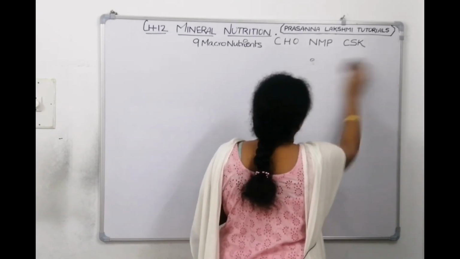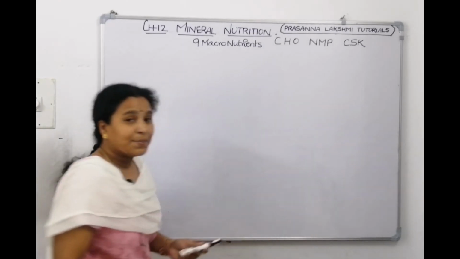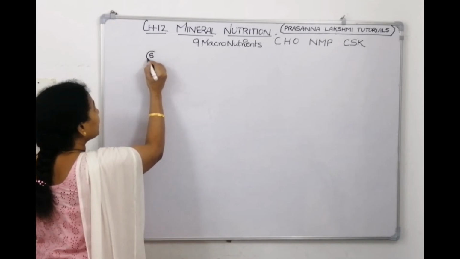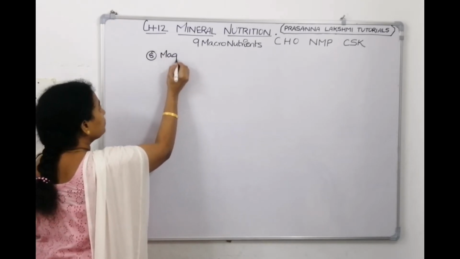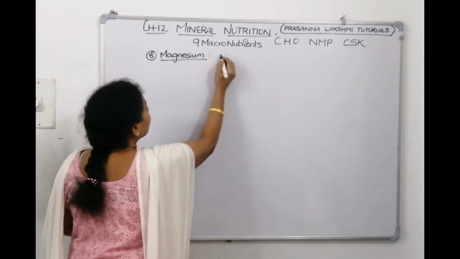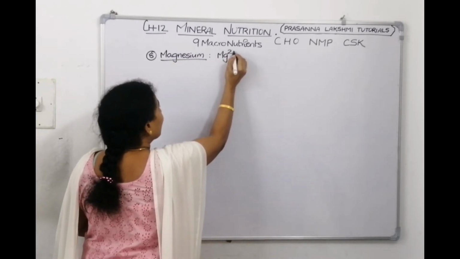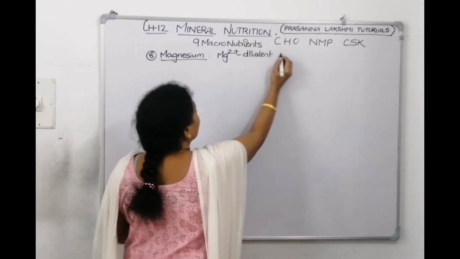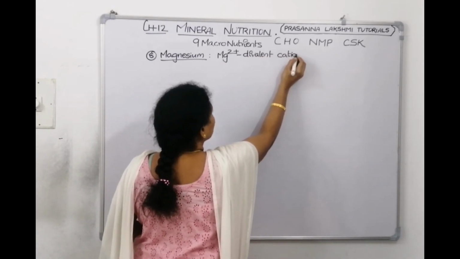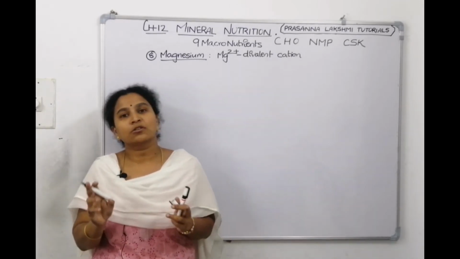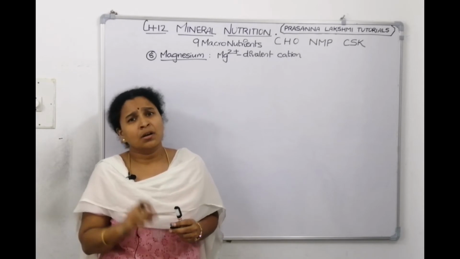Right. Now, magnesium is absorbed by the plant in which form? Mg2+ form. So, our 8th element is magnesium. Plant absorbs magnesium as divalent cation only. So we told calcium is absorbed as divalent cation. Magnesium is also absorbed as divalent cation.